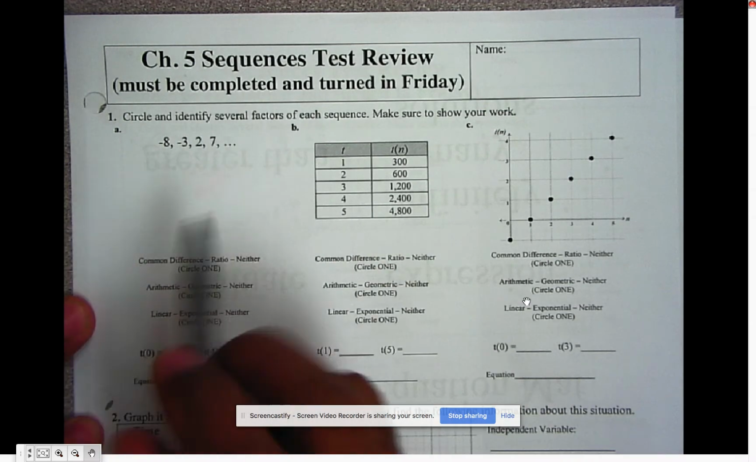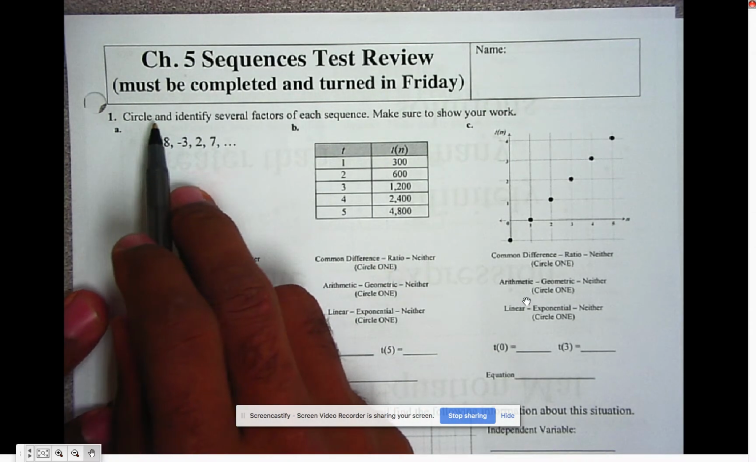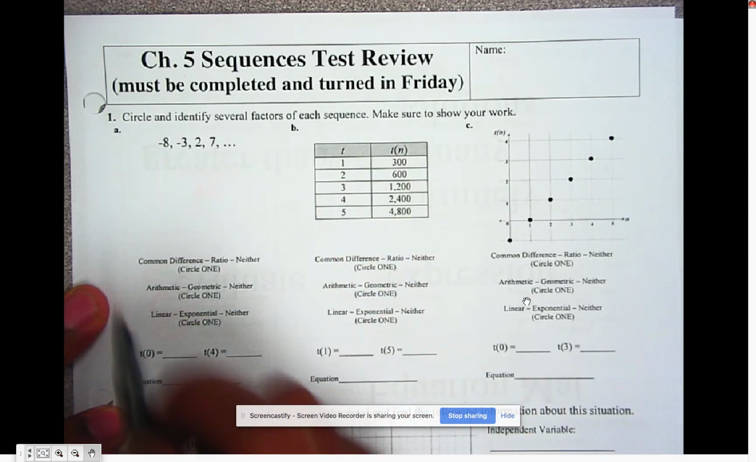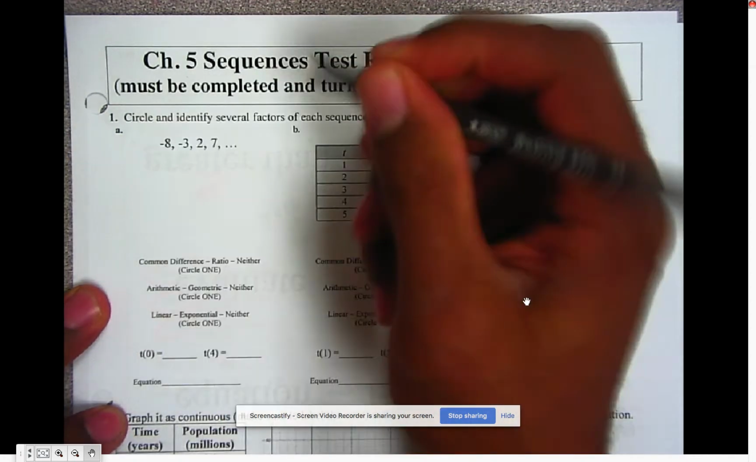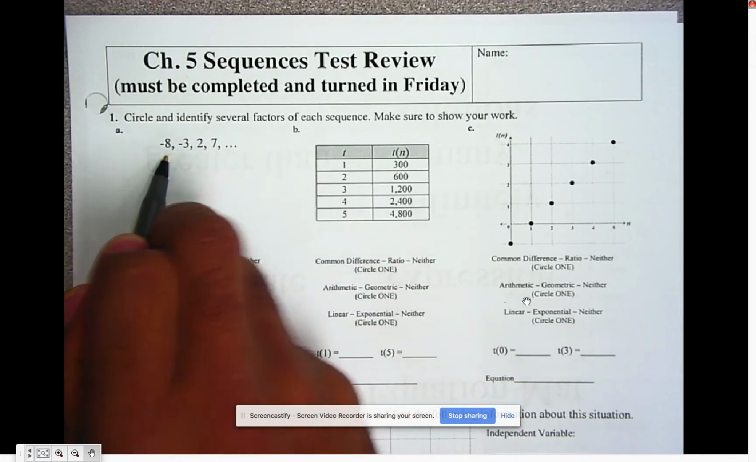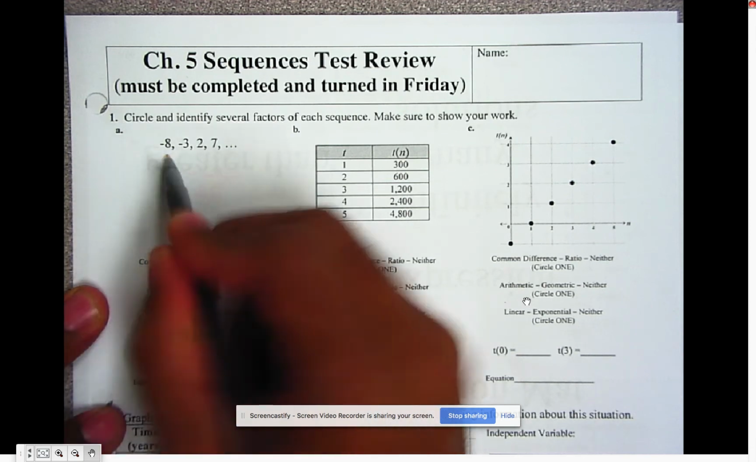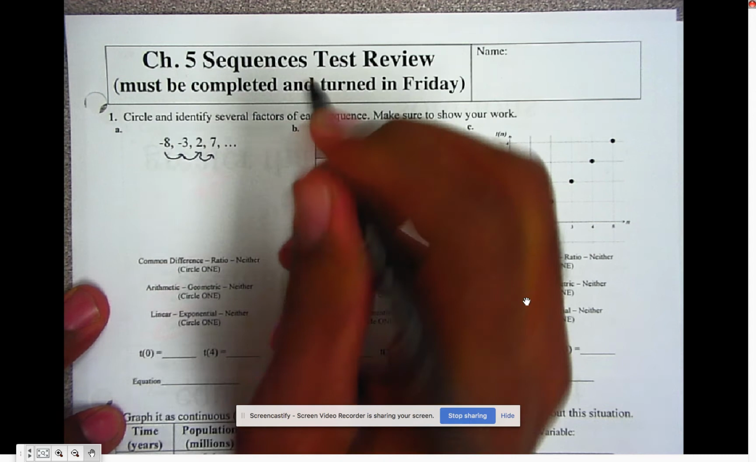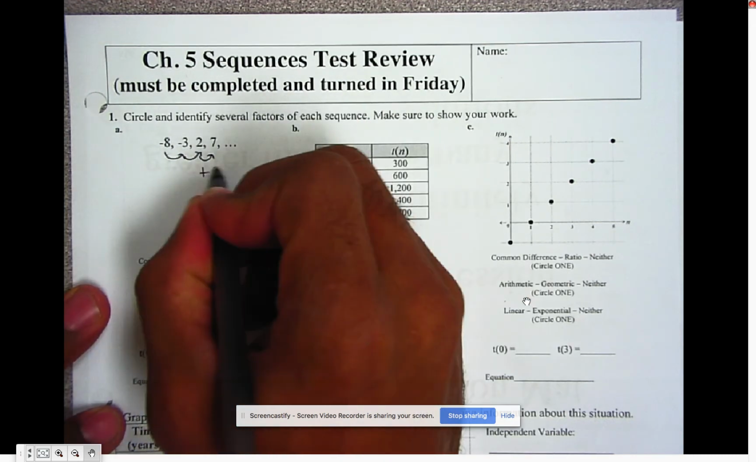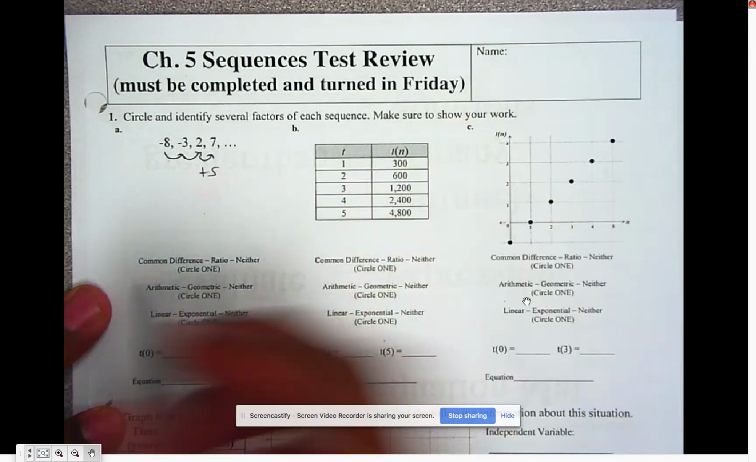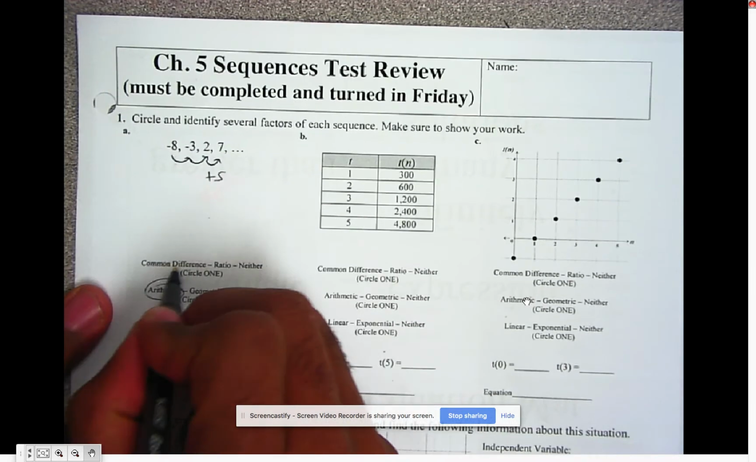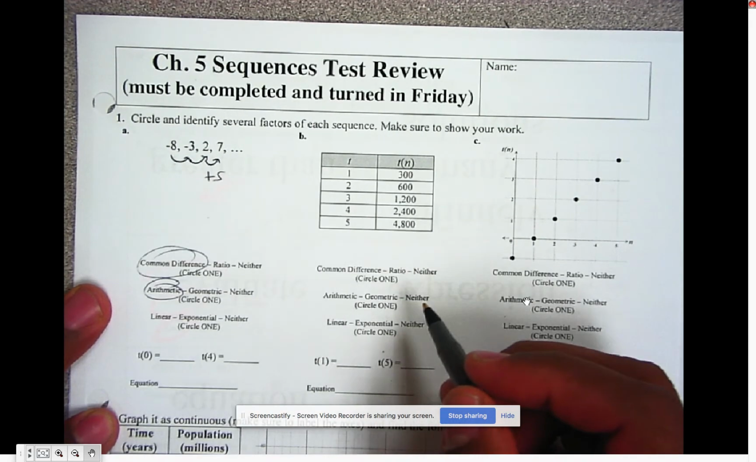First, we need to circle and identify several factors of each sequence and make sure to show your work. Right here, I need to see: is this multiplying a factor or adding a factor? As I go from here to here to here, I notice that it's adding 5. That means this is an arithmetic sequence, which also means it's increasing with a common difference.